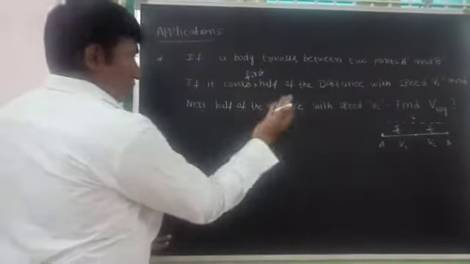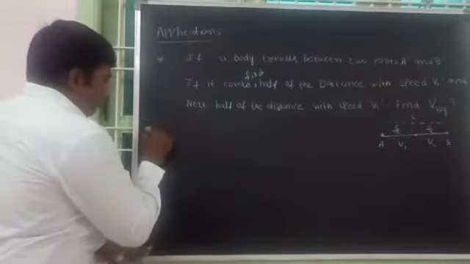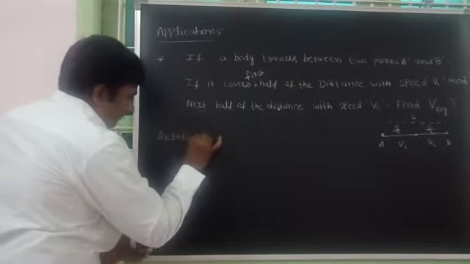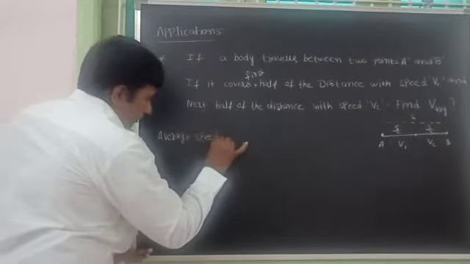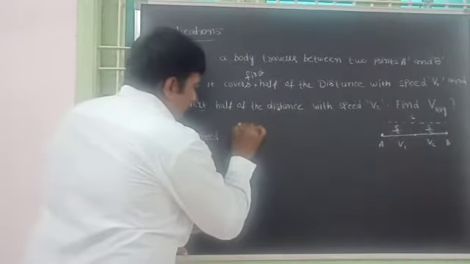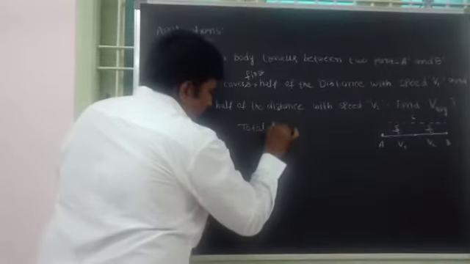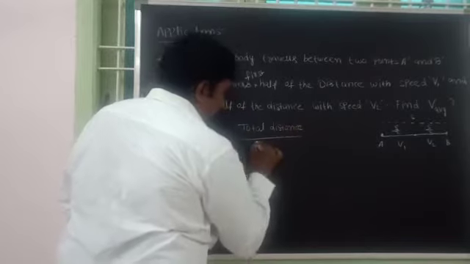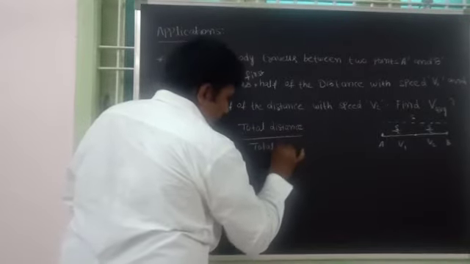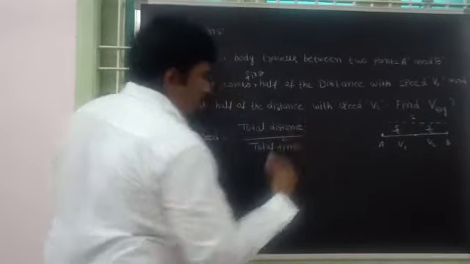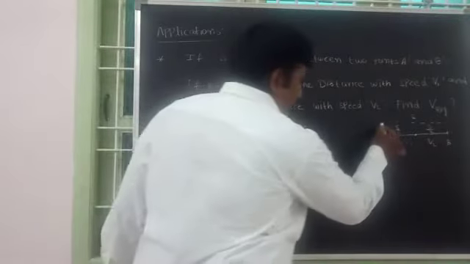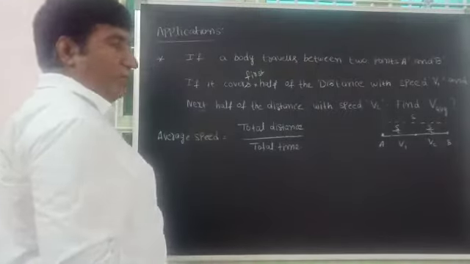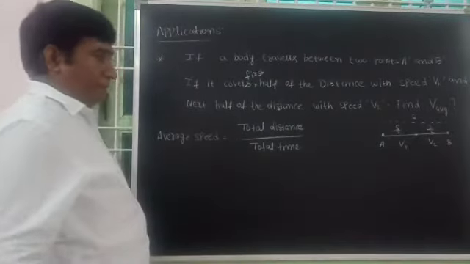Then we have to find the average speed. Average speed equals total distance by total time. This is the formula we have discussed. Here the total distance from A to B is S by 2 plus S by 2, which is S. Then what is the total time?